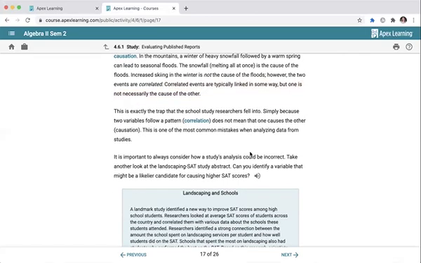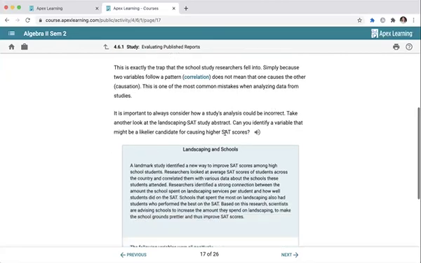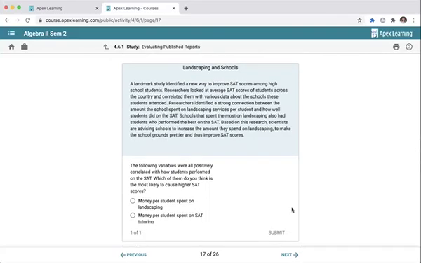So again, there's a difference between correlation and causation. If two things follow a pattern, they can be correlated, but it does not mean that one causes the other. This is something that you need to take into consideration. Does one thing cause the other, or do they both happen, or is there a relationship between why they both might or might not happen?